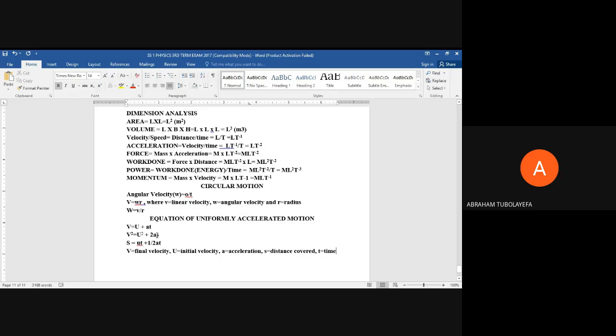But if you are not given time, but you are given acceleration and distance, and they say calculate final velocity, and the body was starting from rest, that means your U is already 0. You have acceleration, you have distance covered. That means the second formula is what you are going to use. But if you are given acceleration and time, and they say find distance, it depends on what you are given. What you are given determines the formula you are going to use. Is that clear?